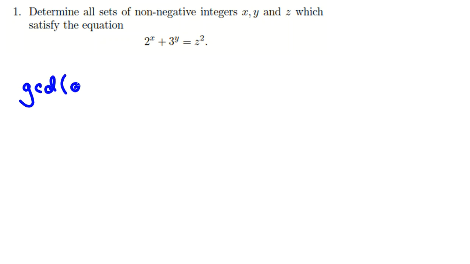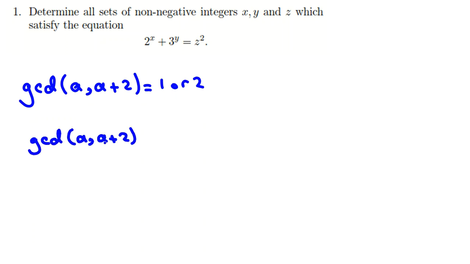The GCD of a and a plus 2: I want to prove it is 1 or 2. How can I prove this? Let's call this lemma 1. Consider the GCD of a and a plus 2, and call it D. GCD is the greatest common divisor, so a is a multiple of D.